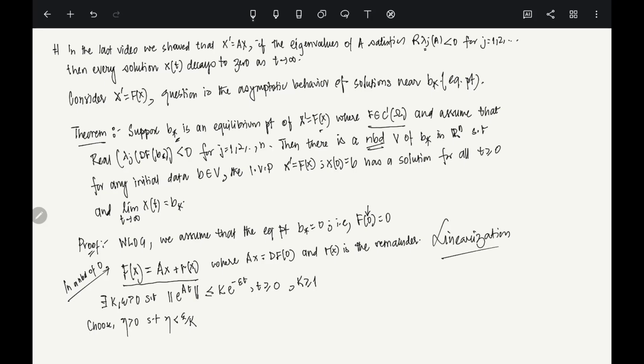Basically, I am linearizing the original x prime equals f of x with this. If I do that, I am not talking about the original equation anymore, but about a constant coefficient equation. Now let's look at that. So we choose eta greater than 0 such that eta is less than epsilon by k. This is just some technical issues.